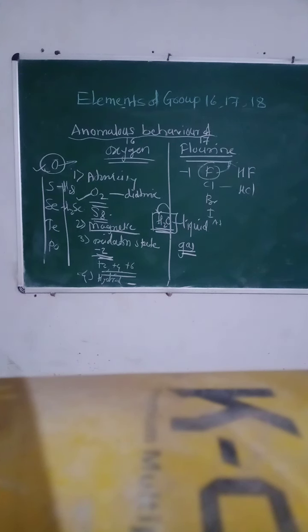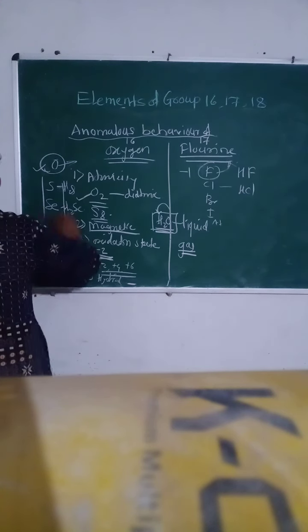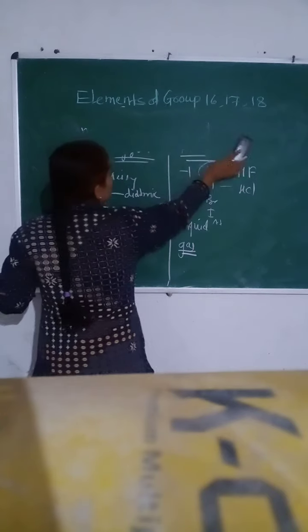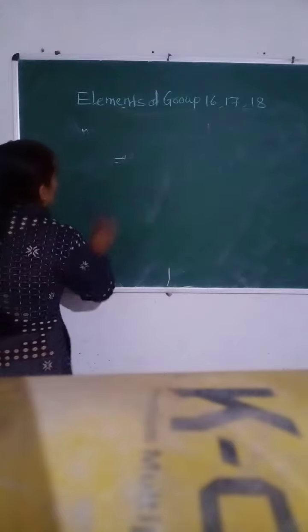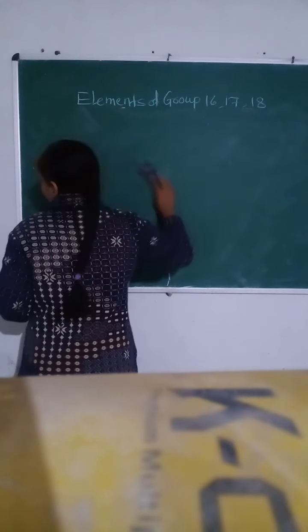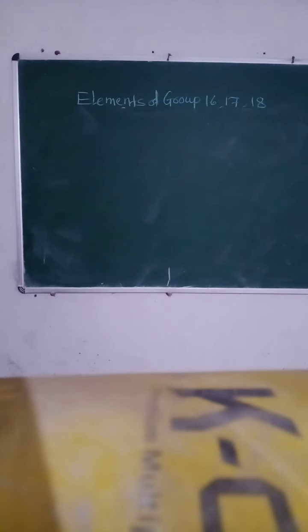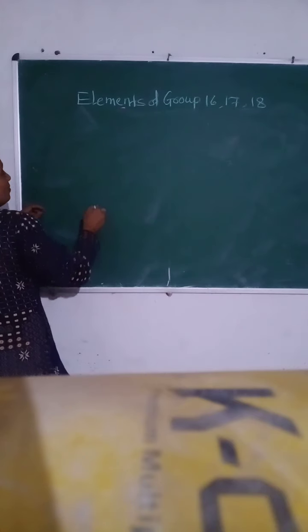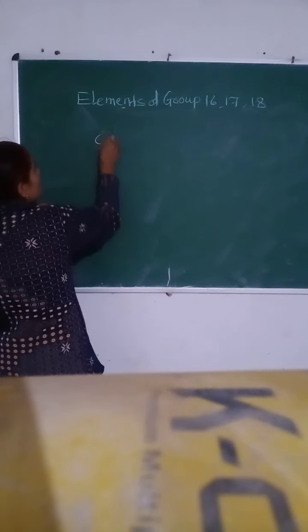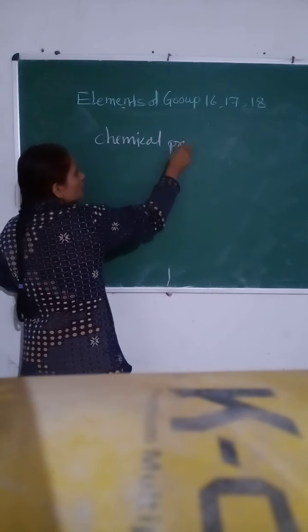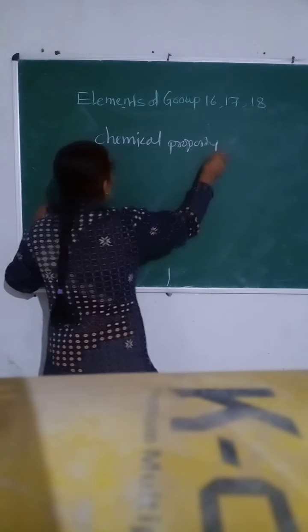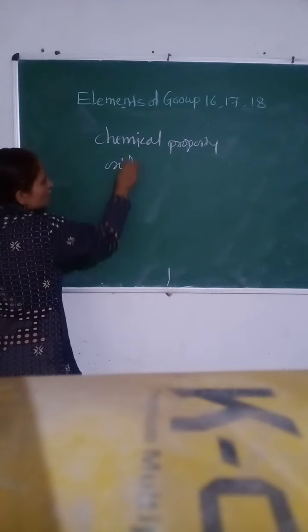Chemical property you have to study here. Chemical property means the first property that will be studied here is the oxidation state. In chemical property, for group number 16 and 17, that chemical property you have to study first is the oxidation state.